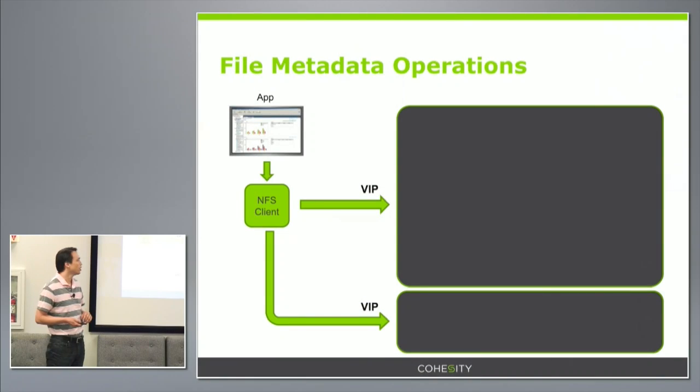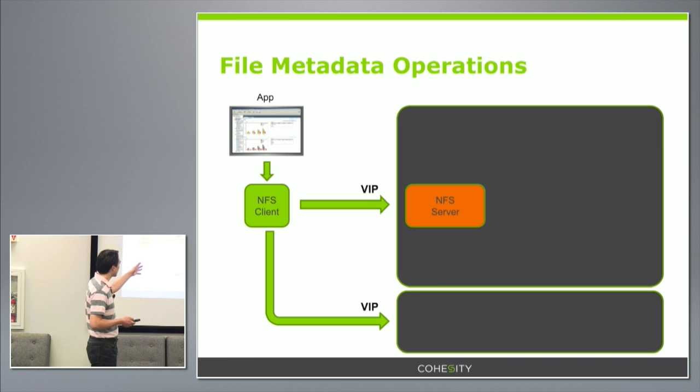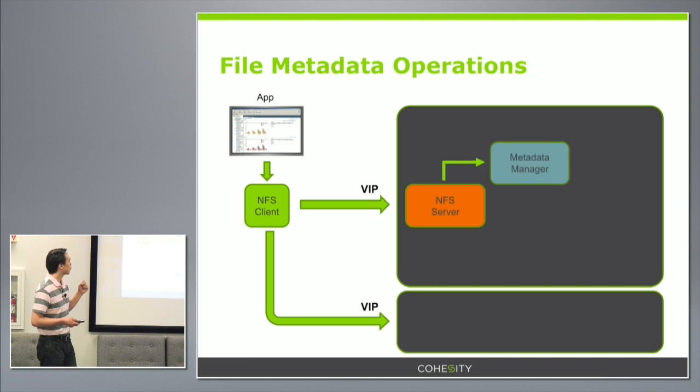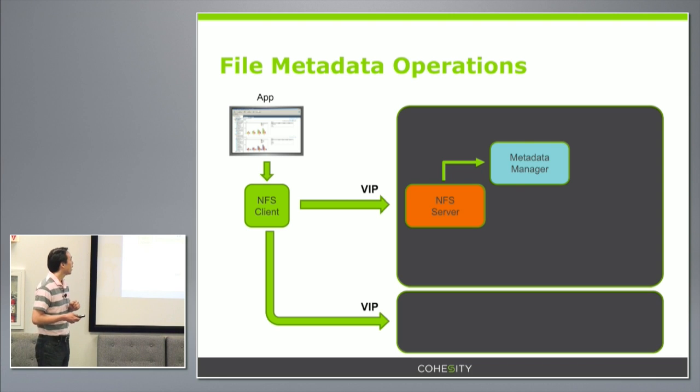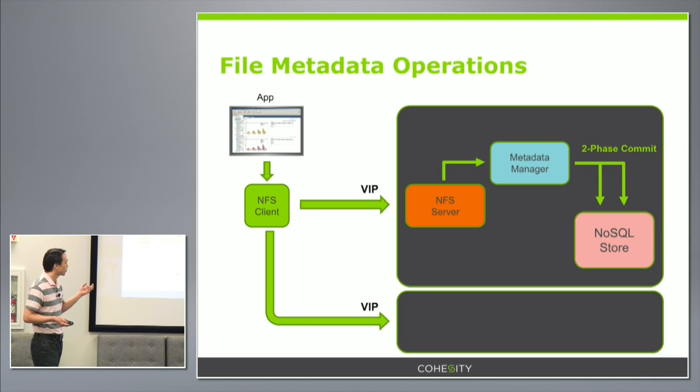Okay, now let's look inside the box to see how we actually do the metadata operation. So a create request comes in, it gets serviced by the NFS server. It forwards a request to a metadata manager. This manages the file system and the inodes. And so to create a file, you have to do two operations. One is create the file, then put the file in the directory where it was created. That is stored in our distributed NoSQL store that I mentioned earlier.